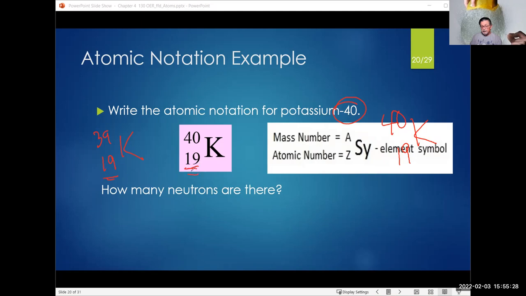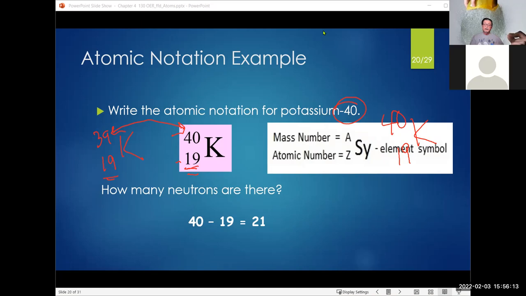Note the common factors here. Potassium has 19 protons, okay? There's a difference in the mass numbers between the two, and that is because potassium 40 has one more neutron. Because they're asking the next question, how many neutrons are there? Well, we simply take the 40 and subtract the 19. That's it. Don't have to do anything special. So potassium 40 has 21 neutrons. What do you think potassium 39 has? How many neutrons does potassium 39 have? Anybody want to give it a shot? 20. You got it. Exactly. It's got 20.